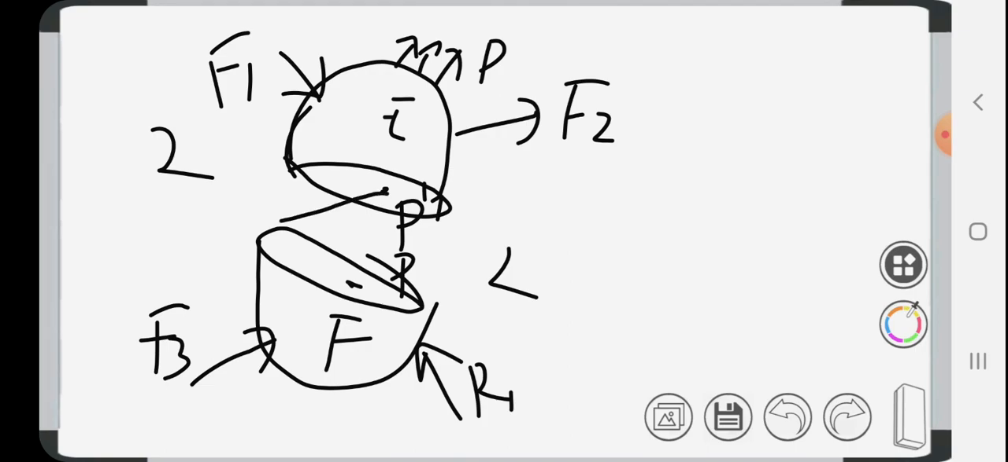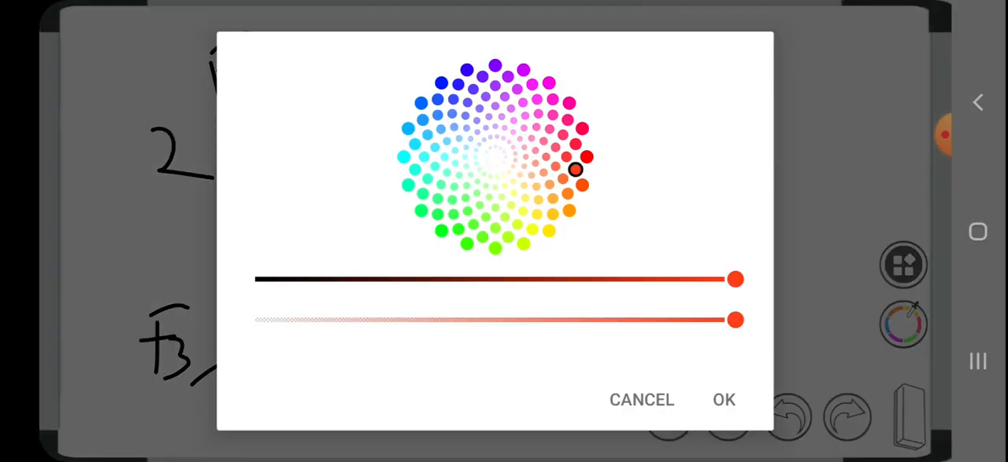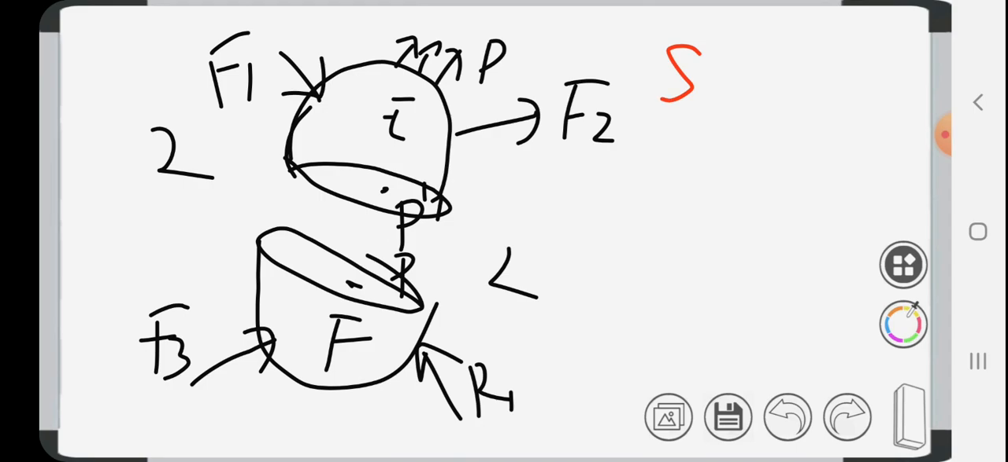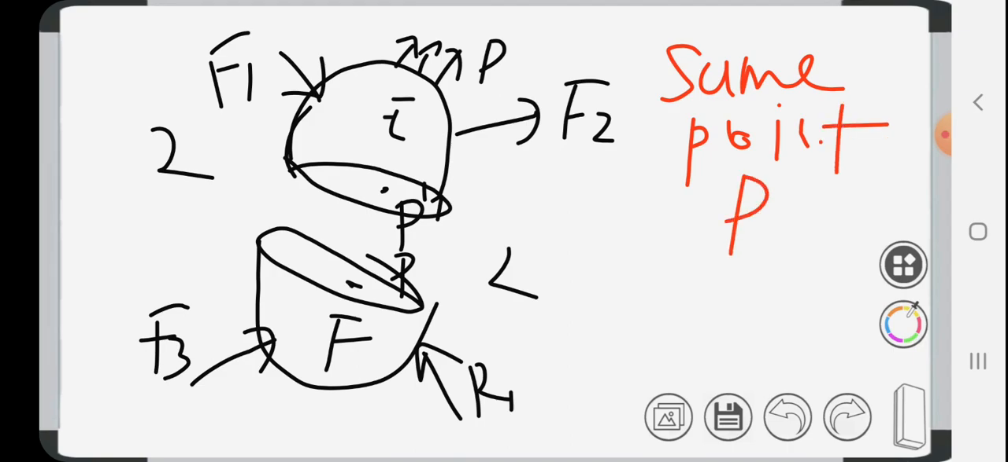Sometimes this may have a stress at the same point P, another stress with a different direction. Suppose this be the T2 vector. I will draw with another color. Suppose the same point P, same point P, different plane.